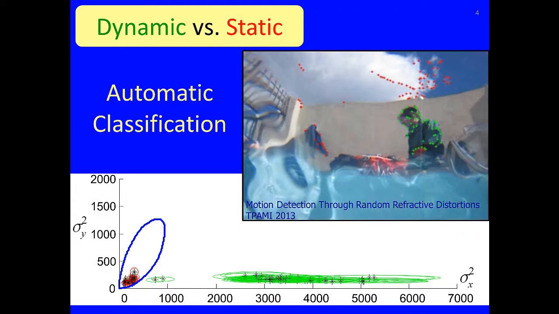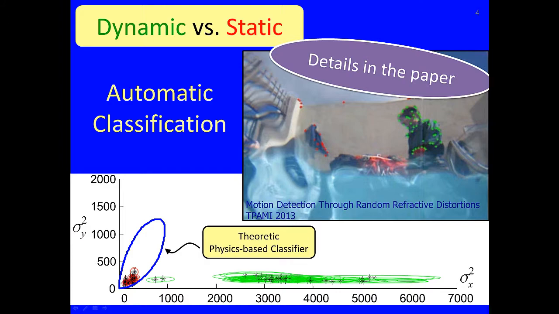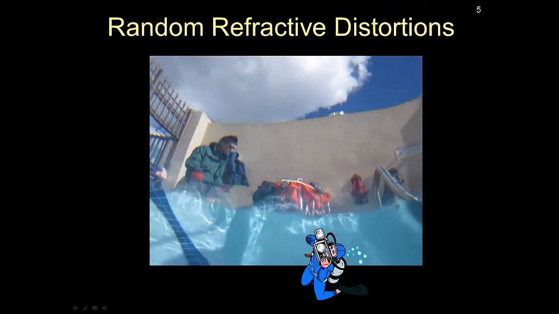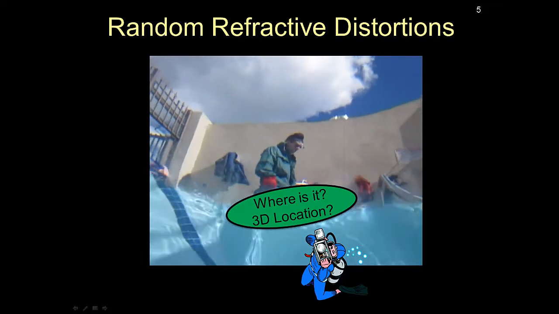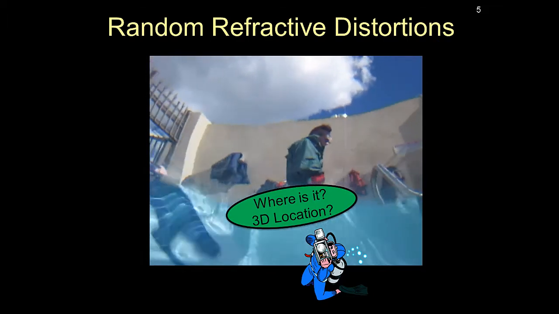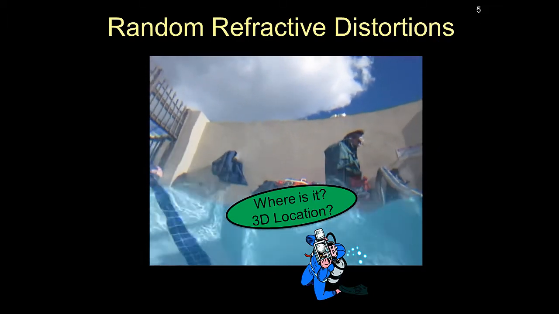These interest points are shown here in our motion variance feature space. The axes are variances in x and y directions. To separate dynamic from static points, we derived a physics-based classifier. This is this blue line here. You can see the details in our PAMI paper. So, we can also ask, where is the object of interest located? In this presentation, I will concentrate on localization.